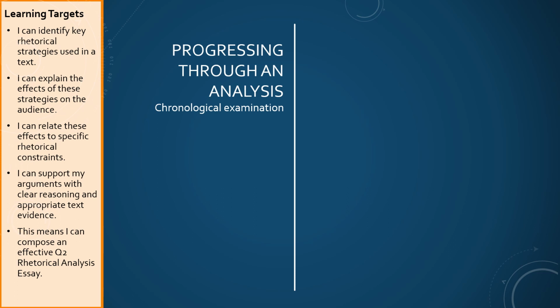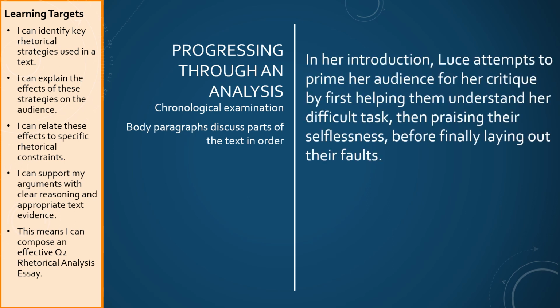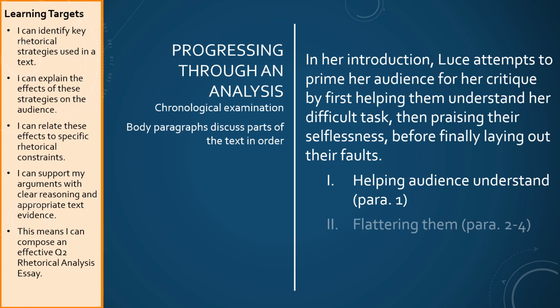And that chronological examination might look something like this. Our body paragraphs would discuss the parts of the text in order, and so our thesis might look something like this. In her introduction, Luce attempts to prime her audience for her critique by first helping them understand her difficult task, then praising their selflessness, before finally laying out their faults. And a quick outline would show that we'd start our first body paragraph talking about how she's helping the audience understand her difficulties, then how she works to flatter them, and then finally how she lays out that criticism. So because this works more or less in order, this would be considered a chronological examination.